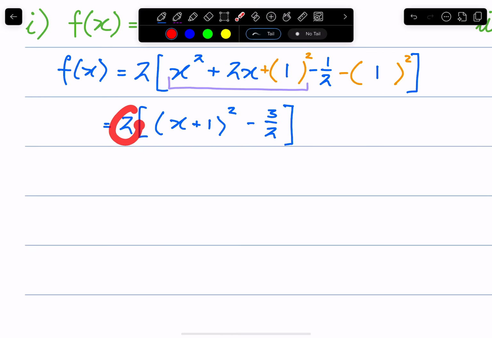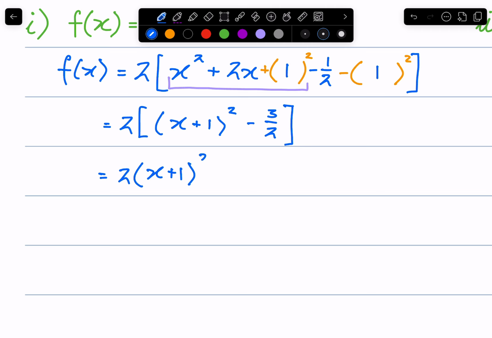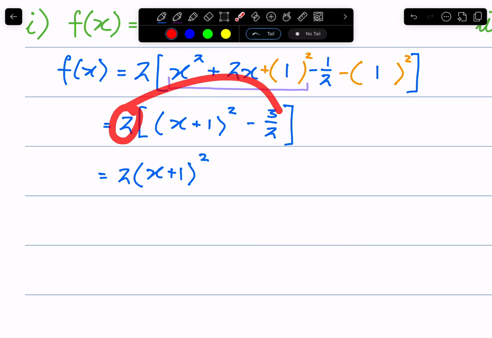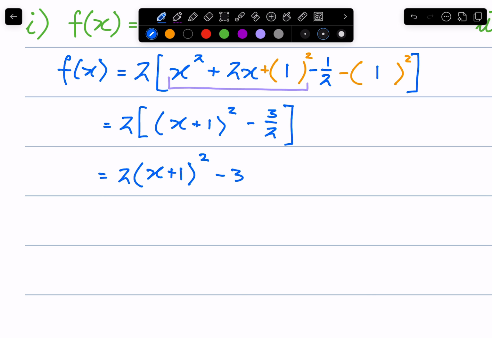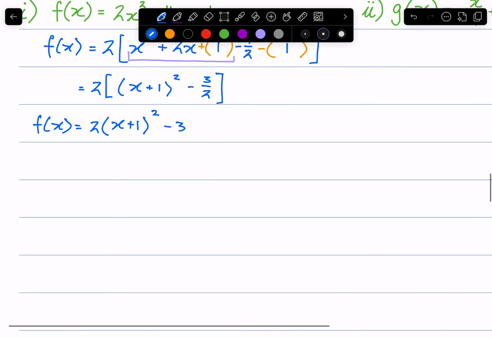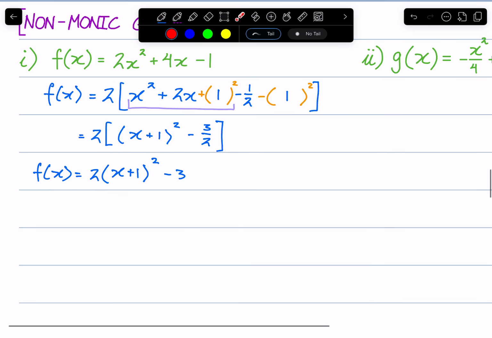And lastly, since we have a 2 on the outside here, this expands out, and we're not going to expand this one. We're going to keep this one in completed square form. So this becomes 2 times x plus 1 squared. 2 times 3 on 2 is just negative 3. So the completed square form is this one here. Well, then from this point forward, we could simply just graph this or sketch this by finding all the critical points.